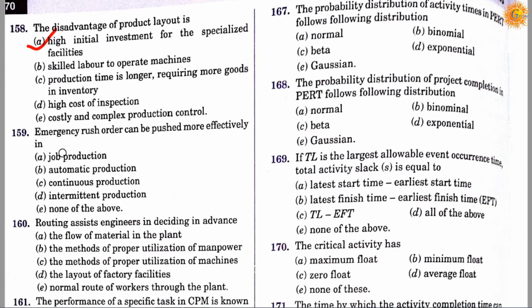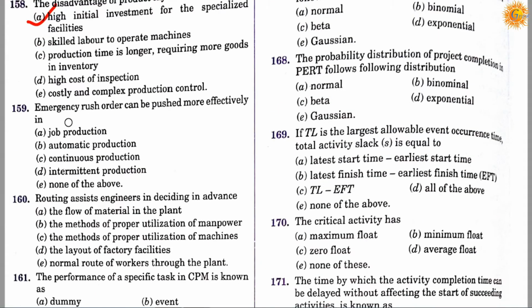Question number 159. Emergency rush orders can be pushed more effectively in: option A, job production; option B, automatic production; option C, continuous production; option D, intermittent production; and option E, none of the above. The correct answer is D. Emergency rush orders can be pushed more effectively in intermittent production.